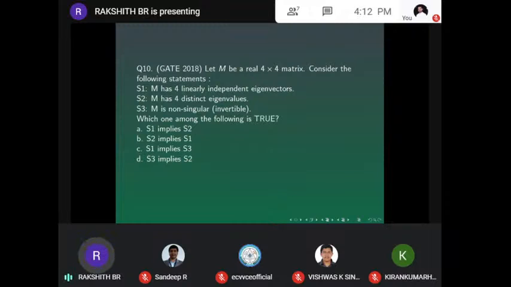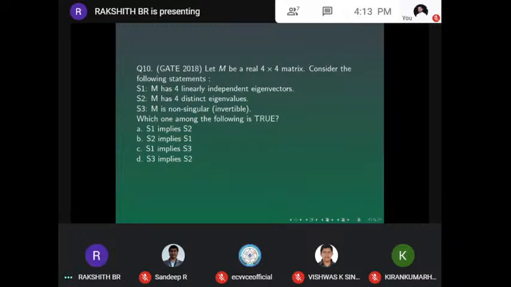So the second option is that S2 implies S1. S2 is: M has 4 distinct eigenvalues. Does that imply that M is non-singular? No. The number of distinct eigenvalues has nothing to do with the singularity. If S2 was that 0 is an eigenvalue, then it necessarily implies that M is singular.